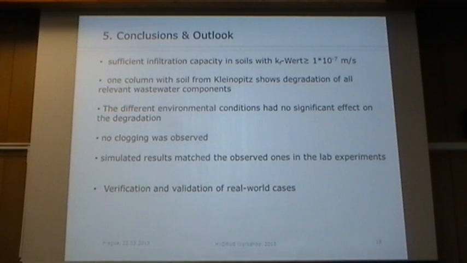So until now, what we were able to observe in the lab is that there is sufficient infiltration capacity for soils with a hydraulic conductivity larger than 10 to the minus 7 meters per second. And one column experiment outputs that the medium sandy silt shows good degradation for all wastewater components, and that the different environmental conditions, for example 10 degrees, 25 or 30 degrees, didn't have any significant effect on our column experiments. We didn't observe any blocking, and we observed similar results in the simulations we have done.